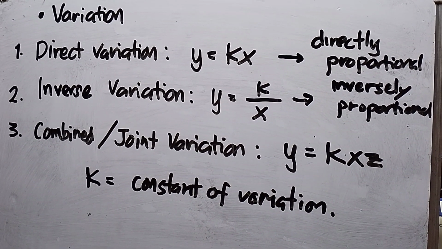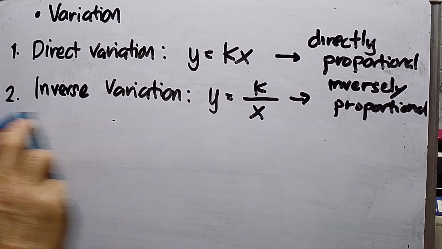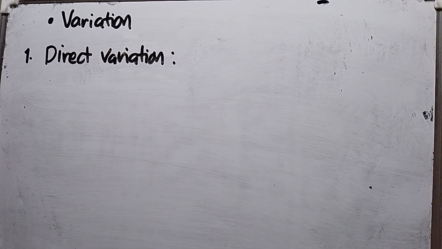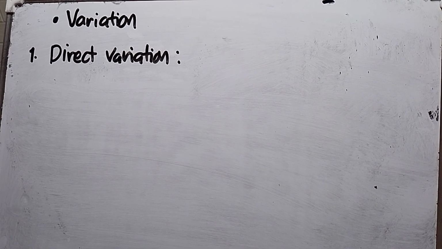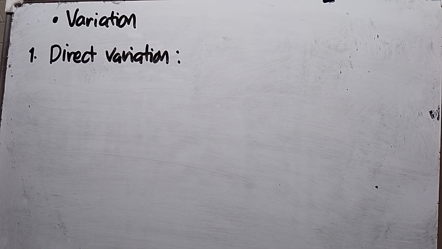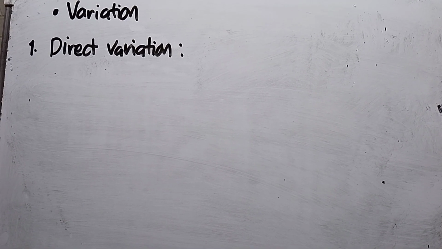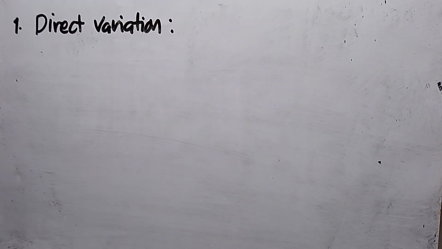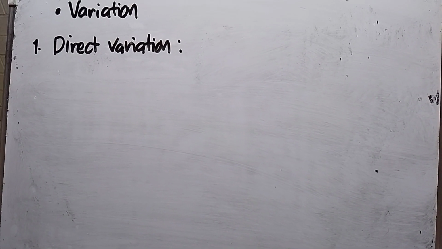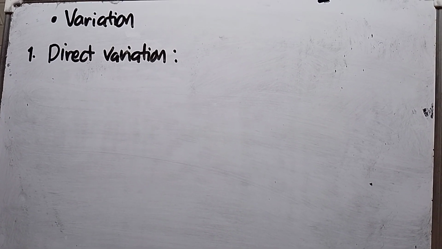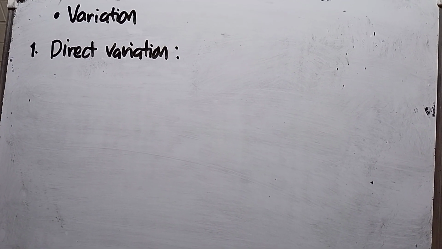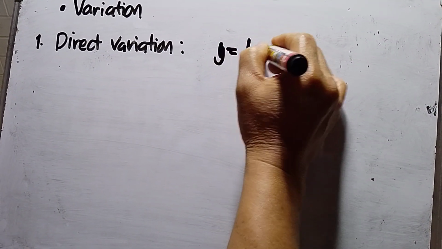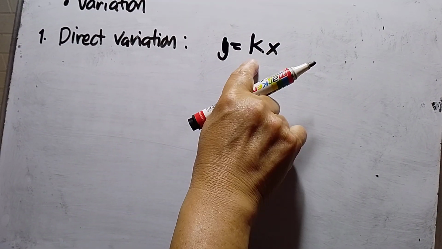Okay, let's start with number 1 variation, direct variation. So it says that when a certain variable y depends on another variable x, it may increase or decrease depending on whether the other variable increases or decreases respectively. Note, in direct variation, when one variable increases, the other also increases. Same situation occurs if one variable decreases. So we know that this is y is equal to kx, and k is our constant of variation.